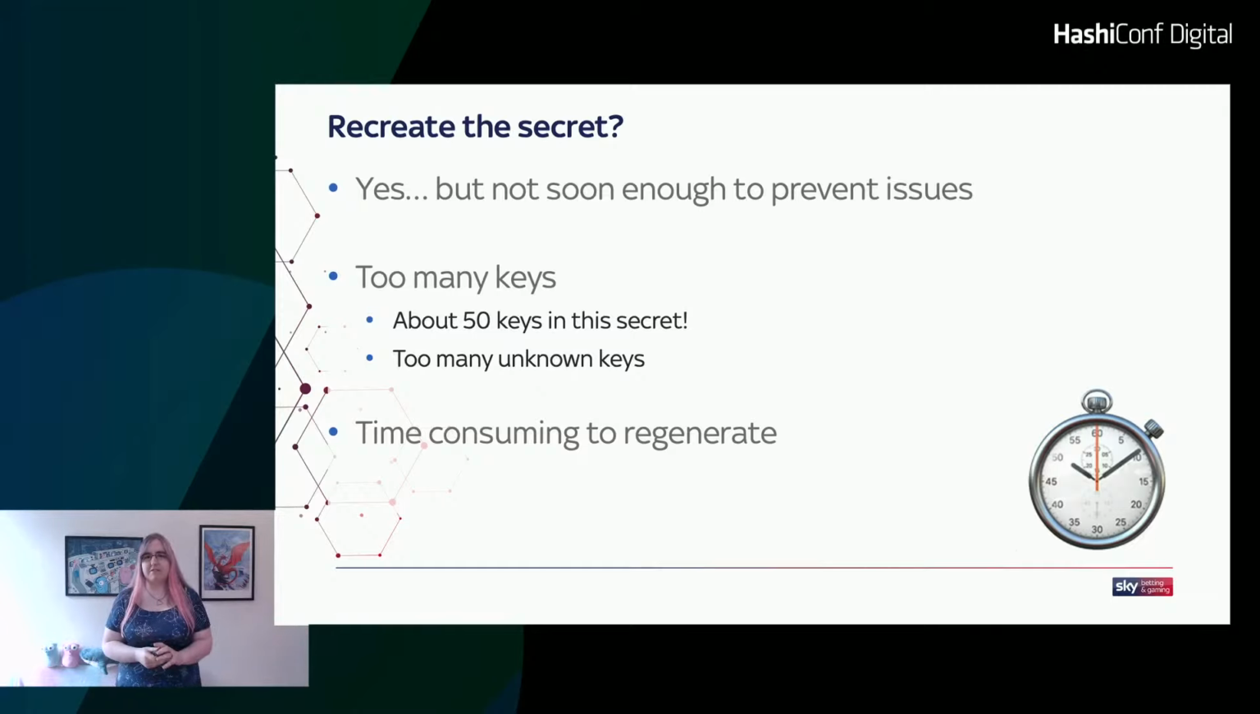But they wouldn't have been able to do that fast enough to prevent things from breaking. This particular secret had quite a few keys in it, upwards of 50, and so it was used in quite a lot of places. And it turns out the only central record of what keys the secret had was in Vault itself. So not only was it going to be time-consuming to regenerate all those individual keys, not knowing what keys were there to begin with meant that it would take far too long.